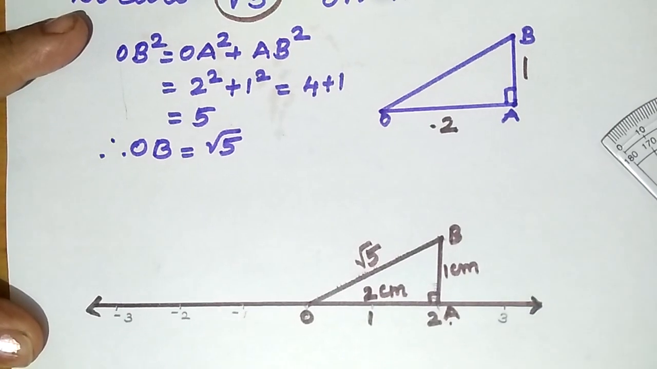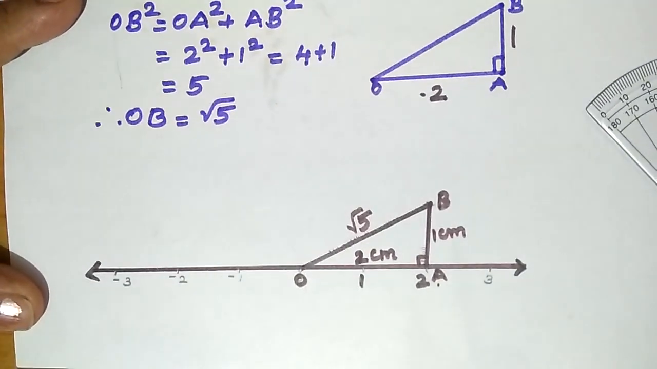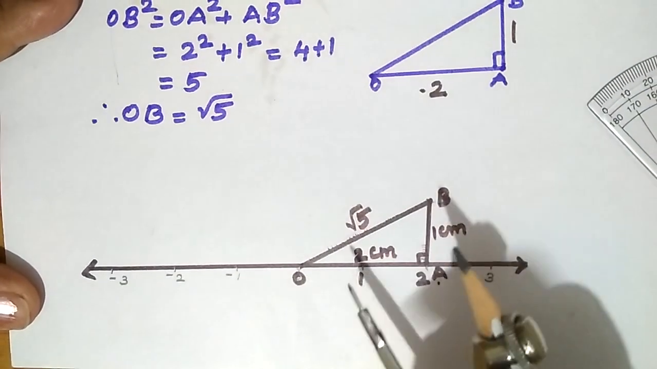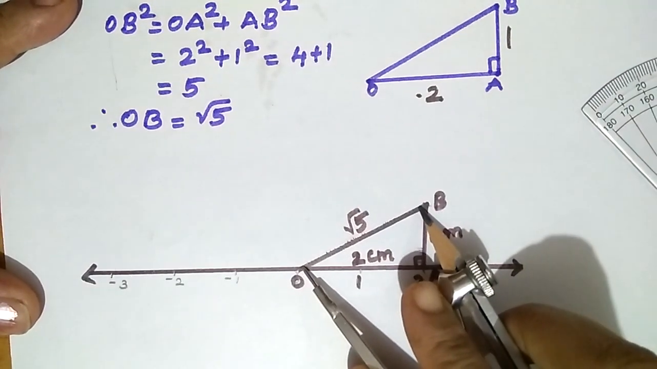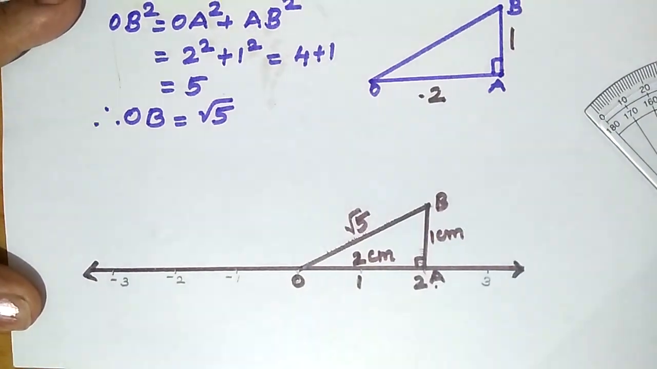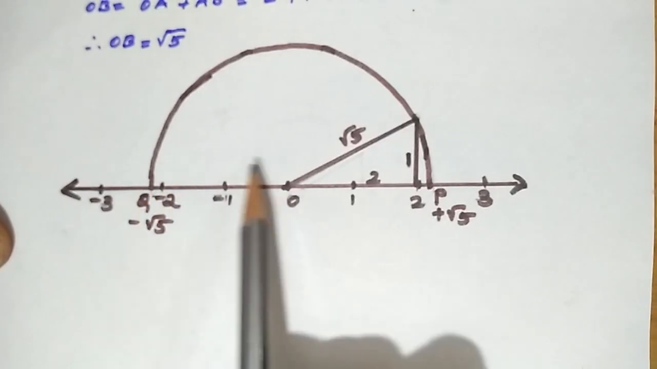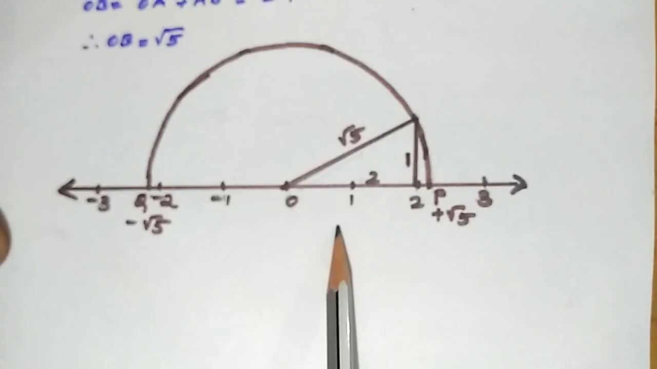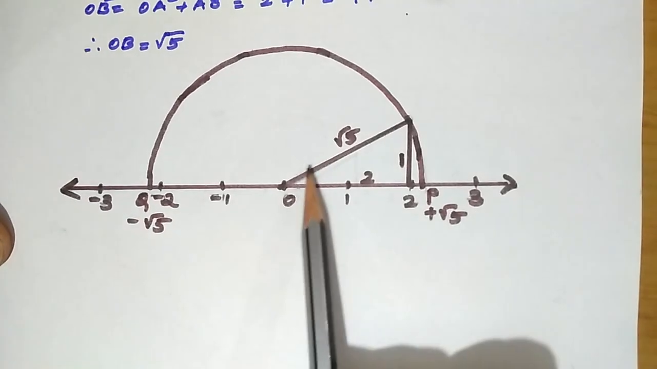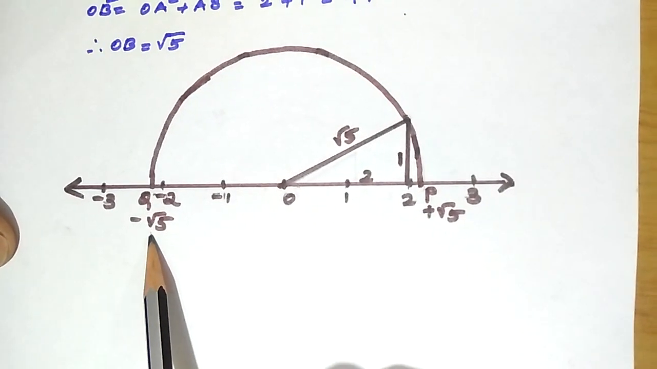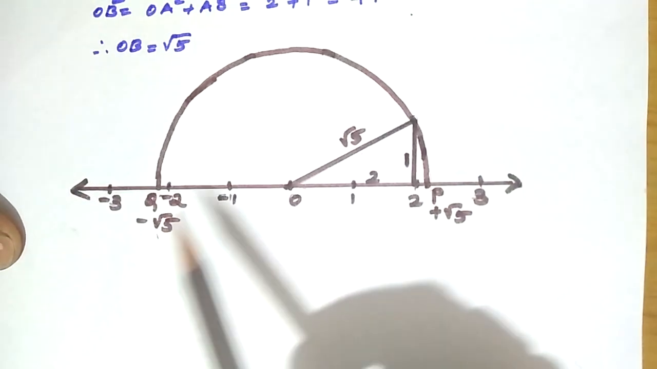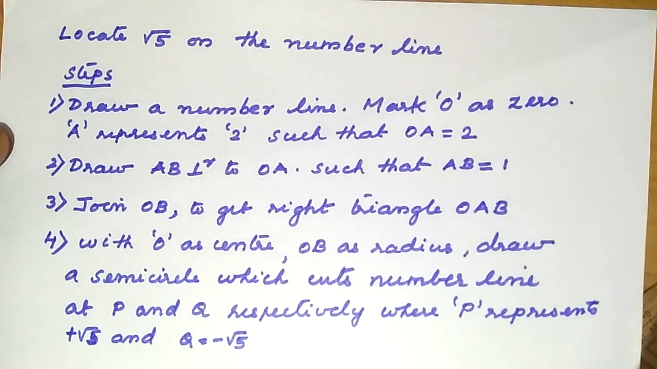Once you got the hypotenuse length as root 5, what is the next step? Keep the compass at O and take the radius as OB. Draw the semicircle. I'll show it in the next step. Now your completed diagram of root 5 will be like this. So we have completed it. P represents root 5, Q represents minus root 5. I'll review the steps once again.